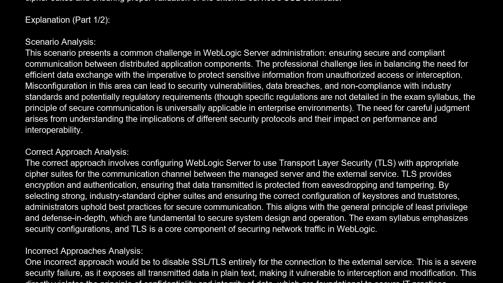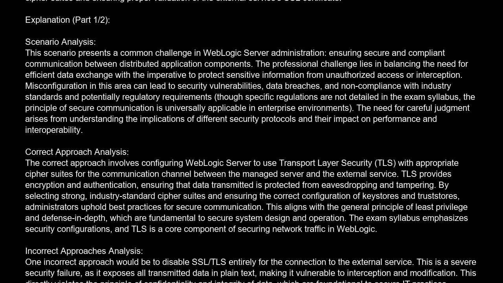Correct approach analysis. The correct approach involves configuring WebLogic server to use Transport Layer Security, TLS, with appropriate cipher suites for the communication channel between the managed server and the external service. TLS provides encryption and authentication, ensuring that data transmitted is protected from eavesdropping and tampering. By selecting strong, industry-standard cipher suites and ensuring the correct configuration of key stores and trust stores, administrators uphold best practices for secure communication. This aligns with the general principle of least privilege and defense in depth, which are fundamental to secure system design and operation.